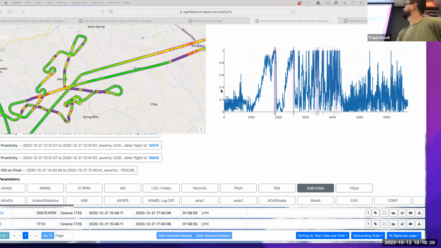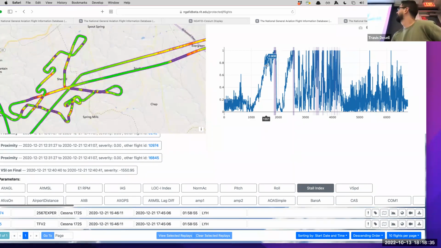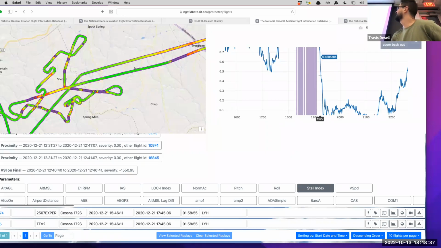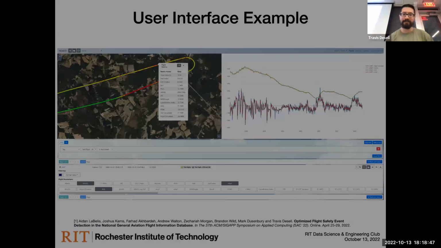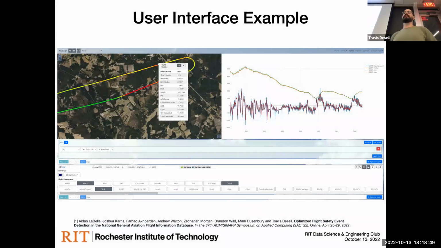It's kind of cool. You can see it's highlighted over here where the events happen. It's really easy to see. Also note when we slide this around, you can see the little circle move on the flight path, so you can get an idea. This is some of the work we've done in terms of event detection for the NGA.